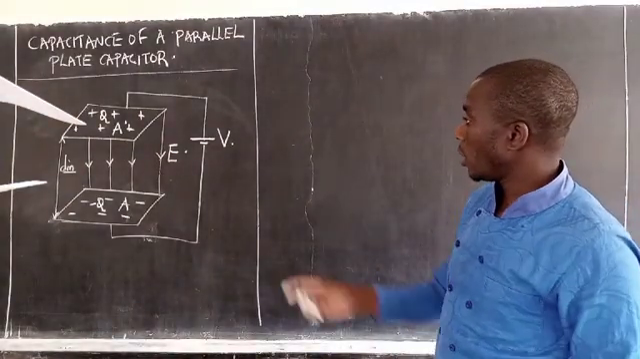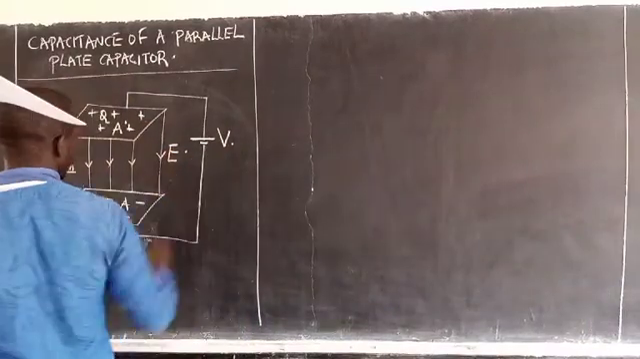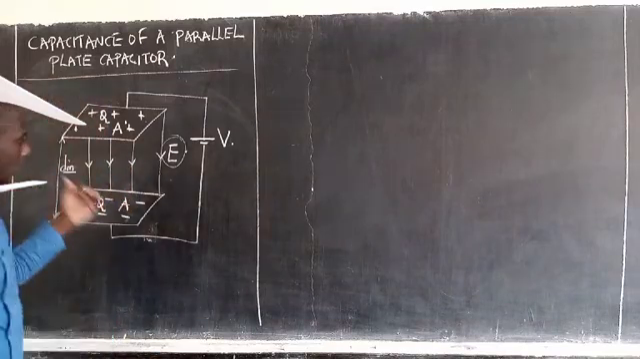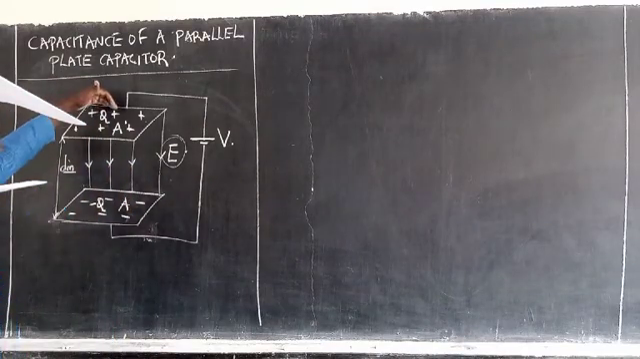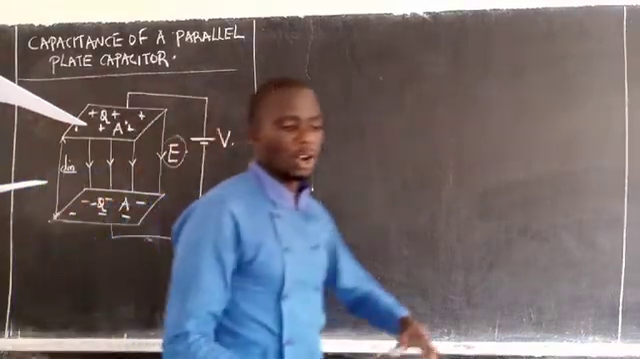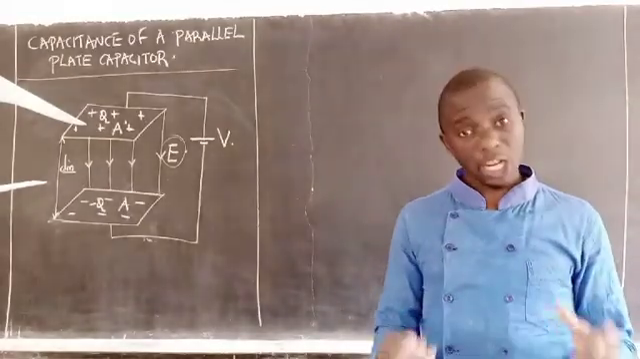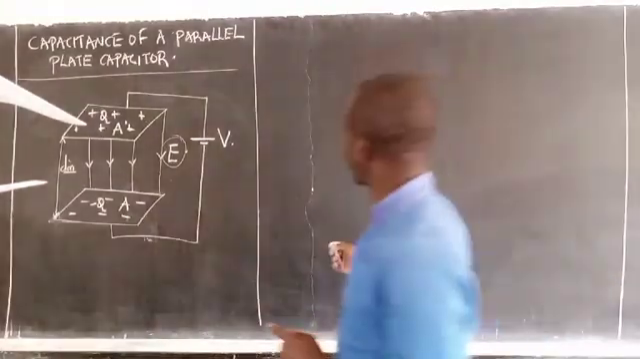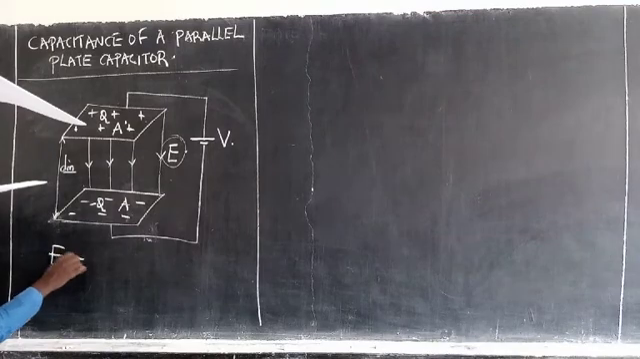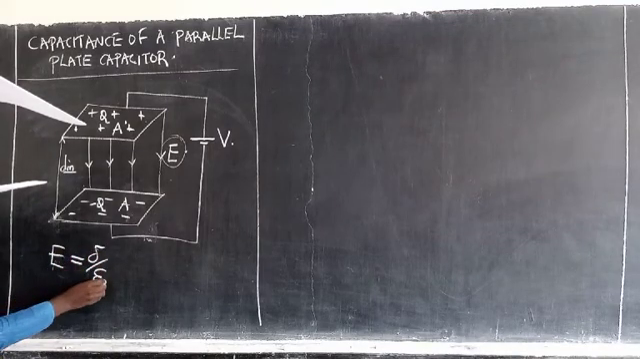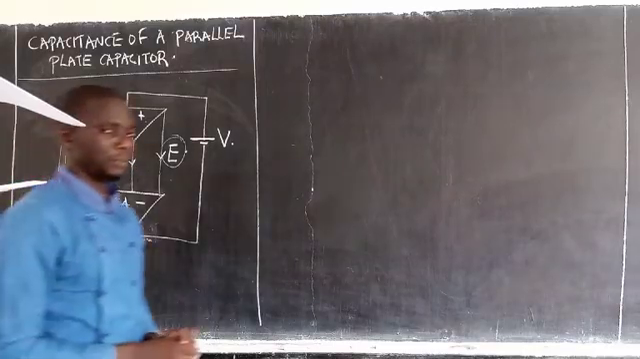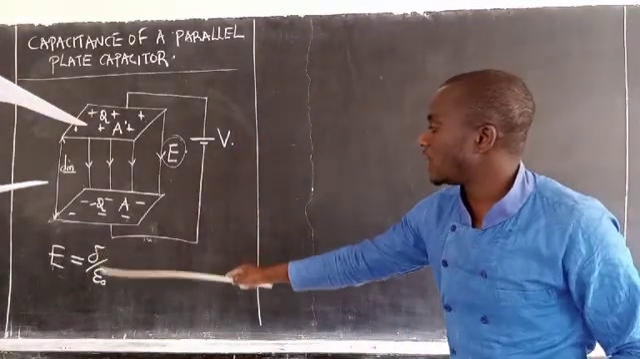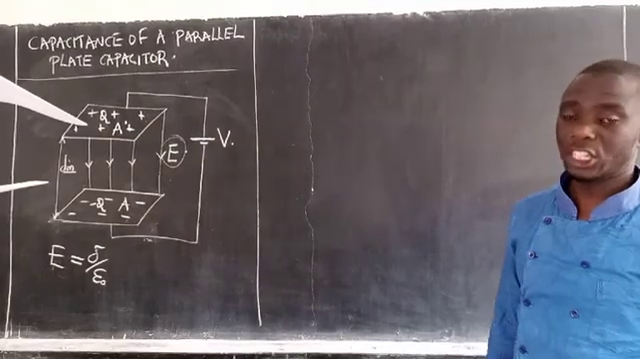Due to this potential difference, there is an electric field intensity across, between this upper plate and this lower plate. And what is that electric field intensity? According to Gauss's theorem that we saw in electrostatics, the electric field intensity E equals sigma over epsilon naught, since the space here is filled with air, where sigma is the surface density of charge, or what we call surface charge density.